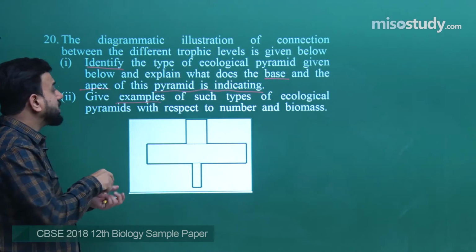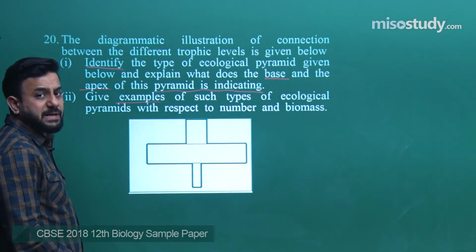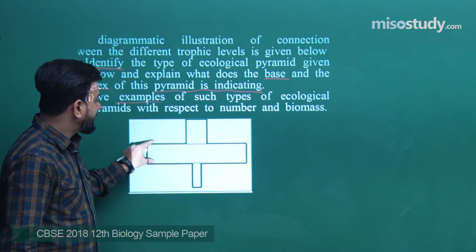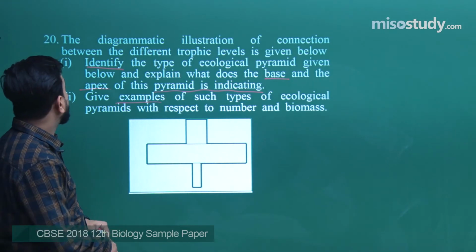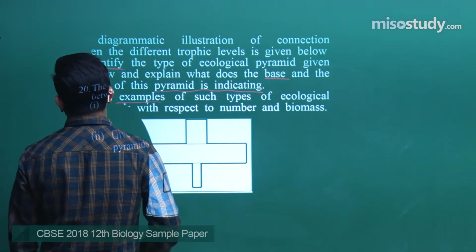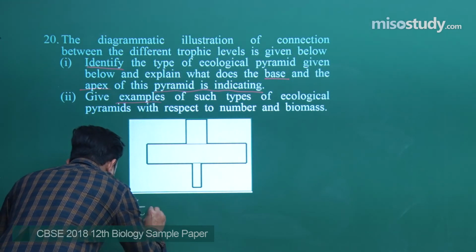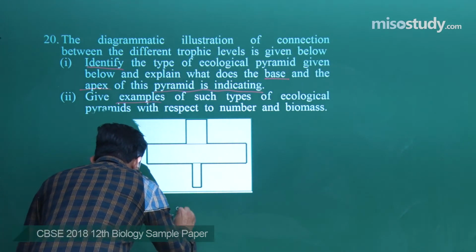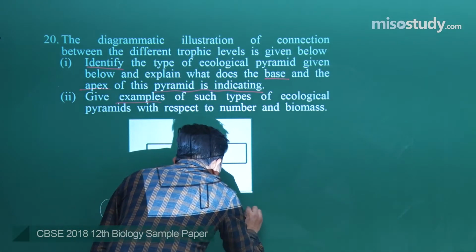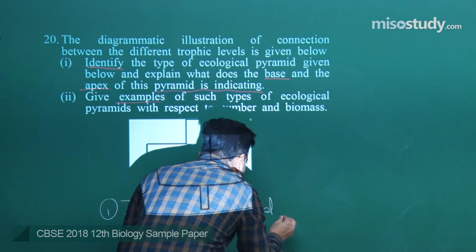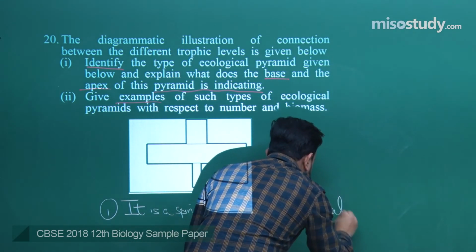This is a spindle-shaped ecological pyramid. Why? Because this is in the shape of a spindle. This is less, this is longer and this is small. So the type of ecological pyramid is a spindle-shaped ecological pyramid.